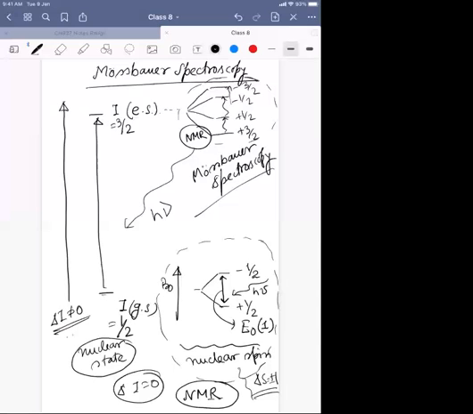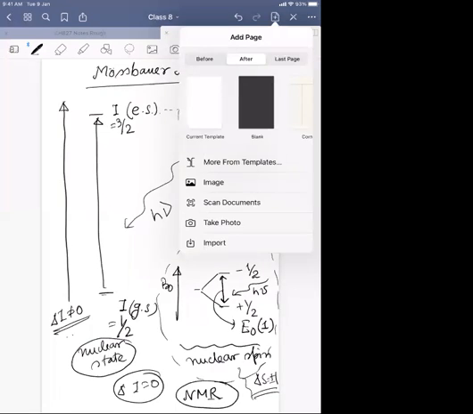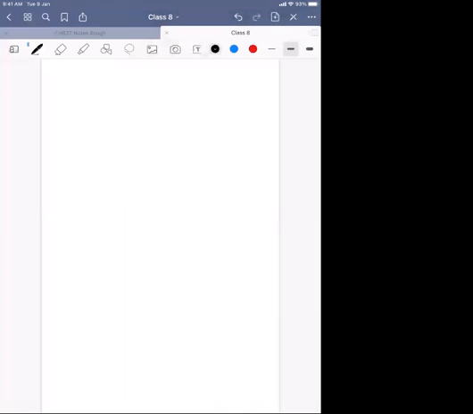Anybody has any question on that? If you understand, when I'm doing Mossbauer spectroscopy, I'm actually changing the nuclear state, not just the nuclear spin state. Anybody agrees? Any doubt? Please let me know. This is very important. Okay, if not, let's go forward and try to understand what is the energy I'm talking about.